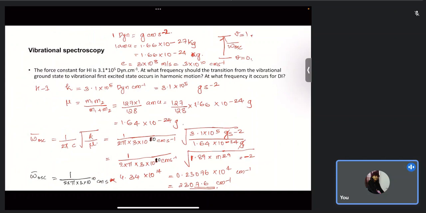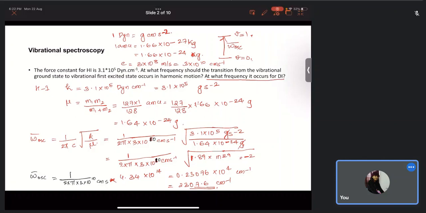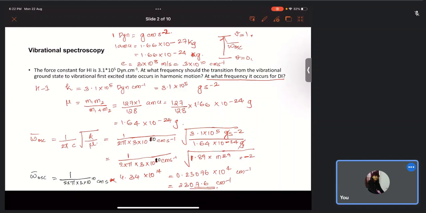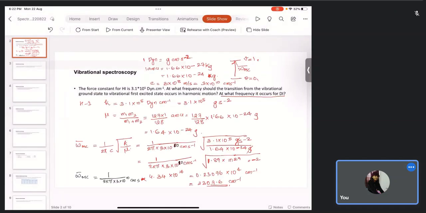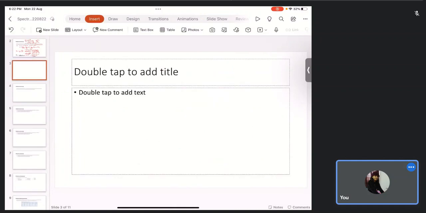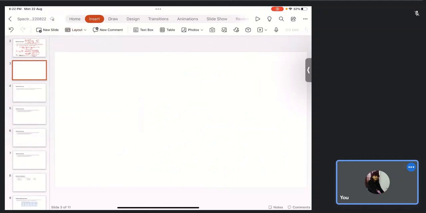Now the second part of the question is to find what is the frequency at which this occurs for DI. We may need a slide to explain that.